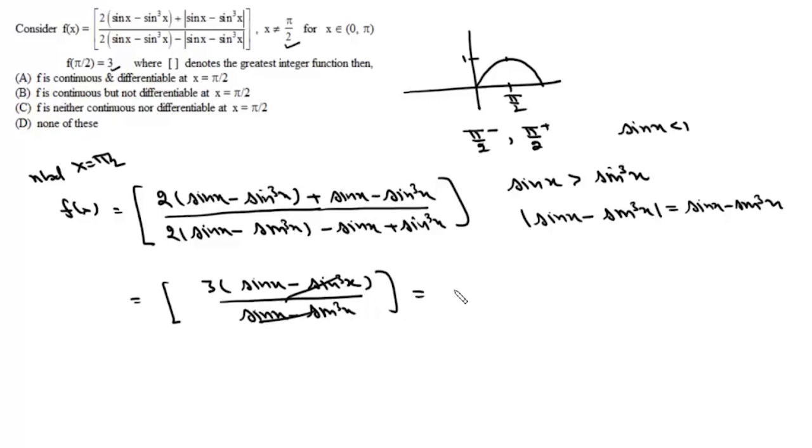So in the neighborhood of pi by 2, this function is 3. So f(pi by 2 negative) is equal to f(pi by 2 positive), which is equal to f(pi by 2), and it is 3. Basically it's a constant function, and if it is a constant function in the neighborhood of pi by 2, it is both continuous and differentiable. So the answer to this question is option A.